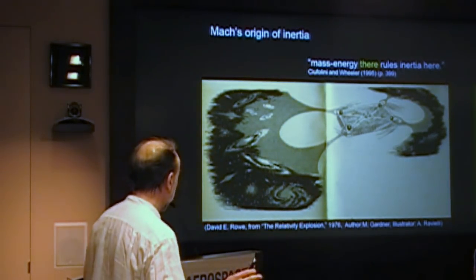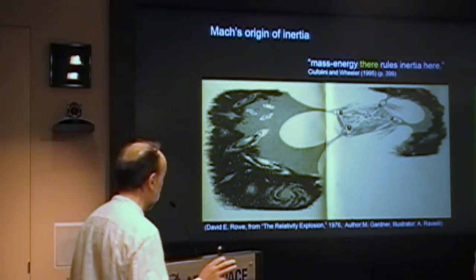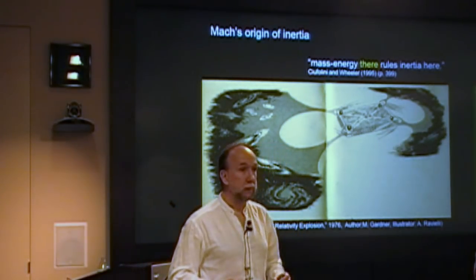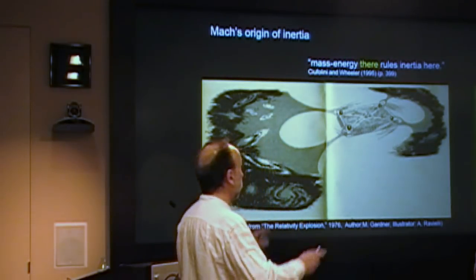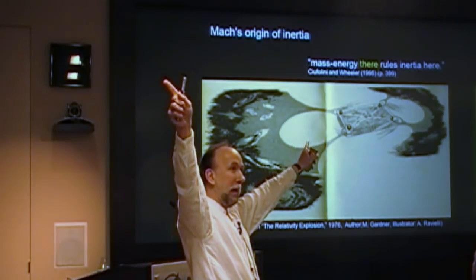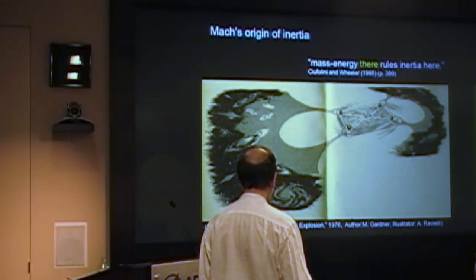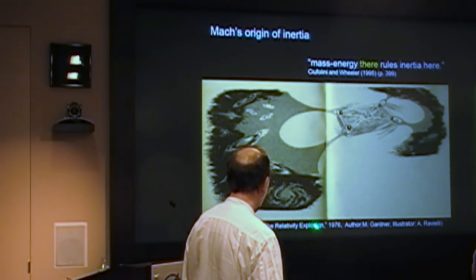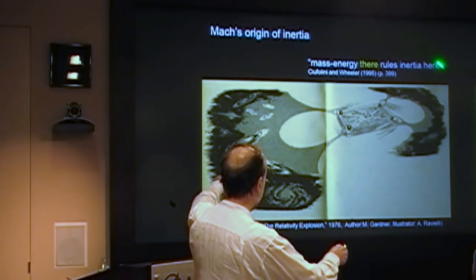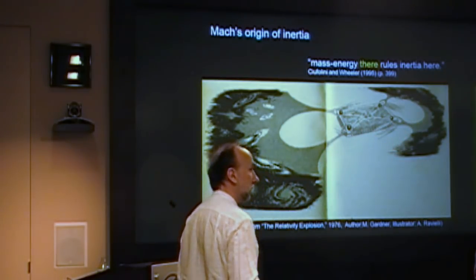Anyway, so the whole concept of Mach's origin of inertia, remember, and I'm going to repeat this a number of times, is a quote from Schiaffolini and Wheeler in their book from 1995, that the mass energy there, not here, there, and there means very far away, light billions of years away, rules the inertia here. This is a beautiful picture that actually was in Gardner's book, The Relativity Explosion, showing the mass energy there, very far away, grabbing something and being responsible for inertia.